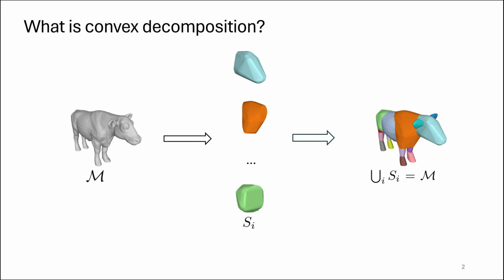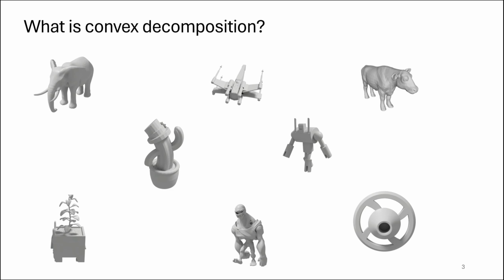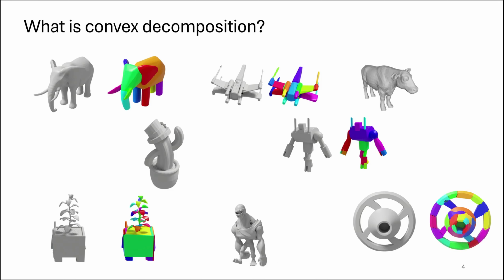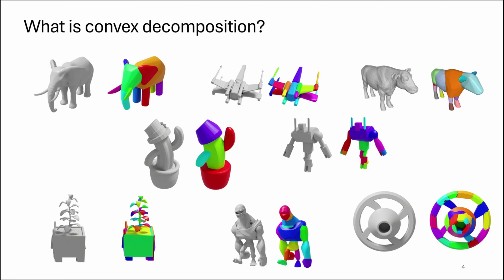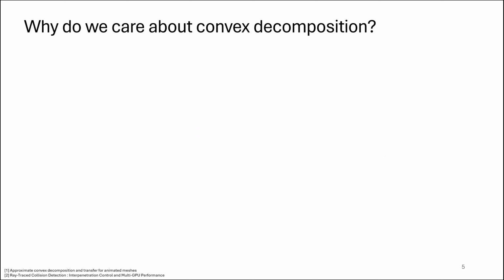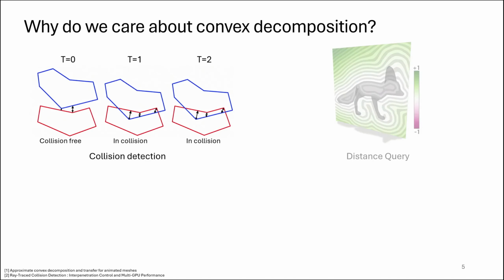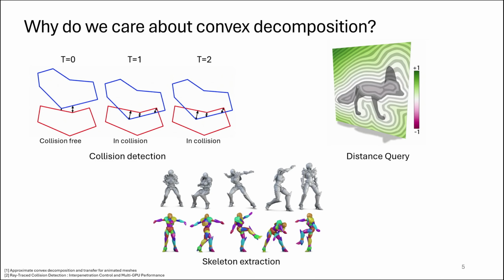Convex decomposition is the algorithm that approximates a detailed, non-convex shape with a set of simple convex components, so that the union of these convex components could approximate the original shape. Here, each colorful region corresponds to one convex polyhedron. It turns out that it is a powerful tool for problems such as collision detection, distance queries, and skeleton extraction, which are computationally intensive to solve for general meshes.